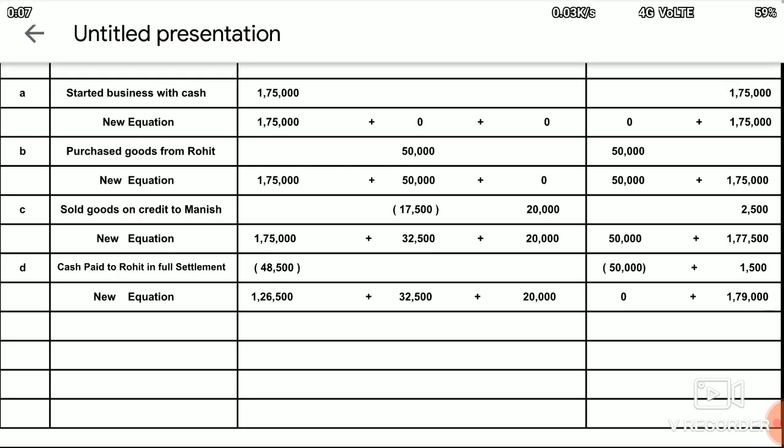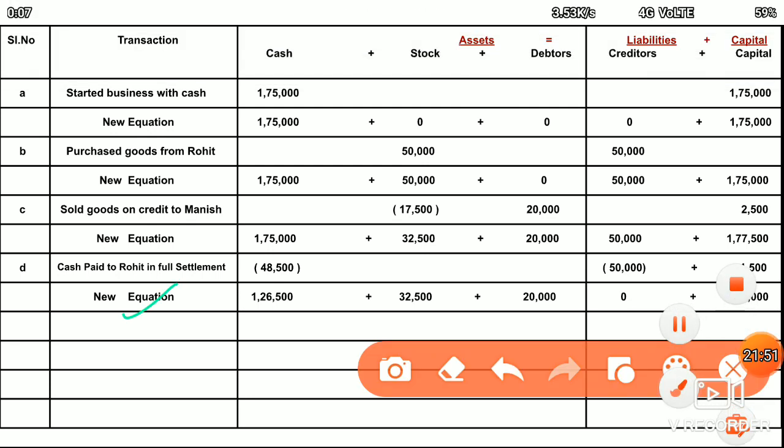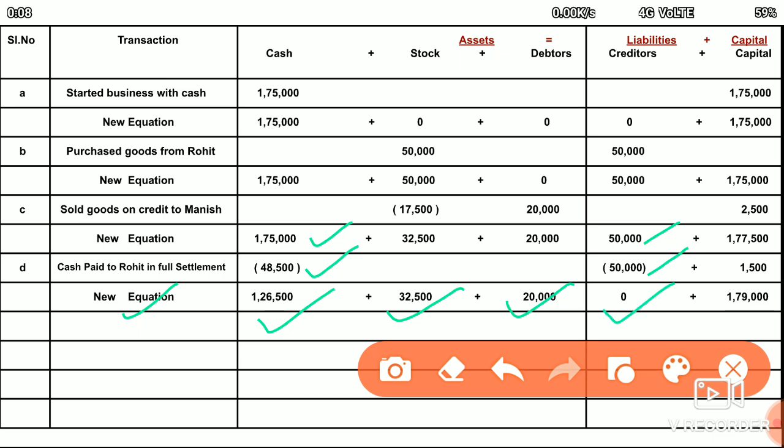So the new equation is, we have the cash balance. Before it was opening balance was 1,75,000, but after this transaction there is a decrease of 48,500, so the balance of cash now will be 1,26,500. Stock will remain same as 32,500 balance. Debtors will remain same as 20,000 balance. Creditors, before it was 50,000, now it has decreased by 50,000, so there is no more balance left for creditor.